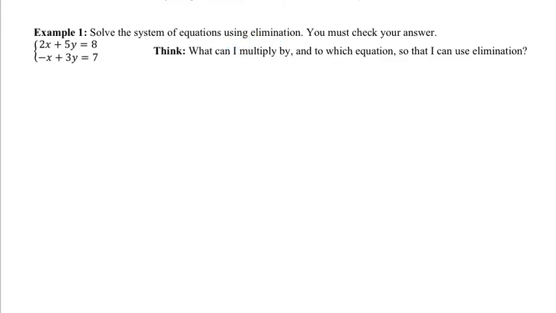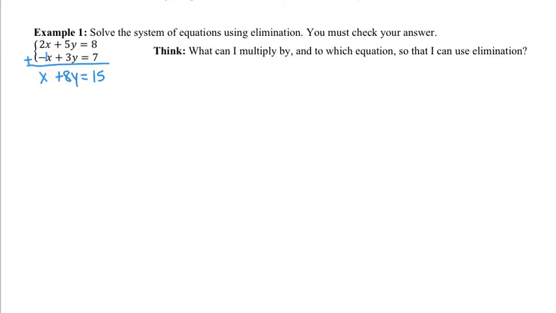So again, if we add this, so don't write it down because it's not going to help. If we just add these willy-nilly, this is going to be 2x plus a negative 1x, because that's really a 1 there. That's going to give us positive 1x. And then we have 5y plus 3y is a positive 8y equals 8 plus 7 is 15. Look, we just got a third equation that has two variables. That's not what we want.